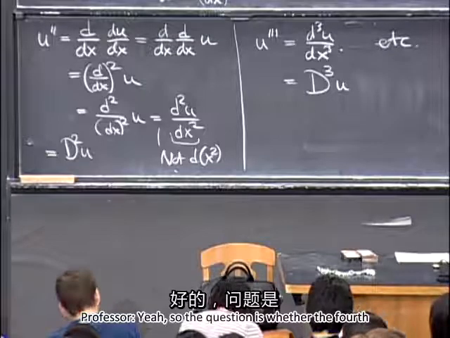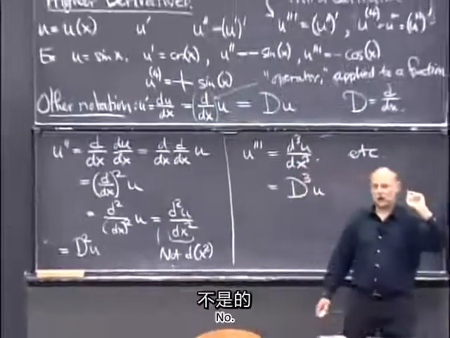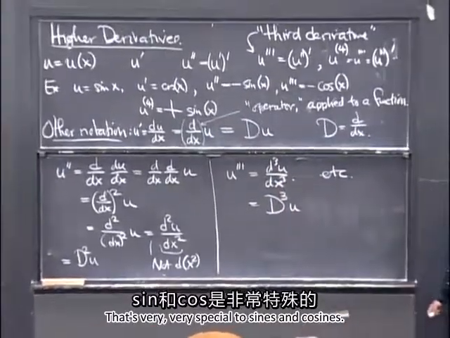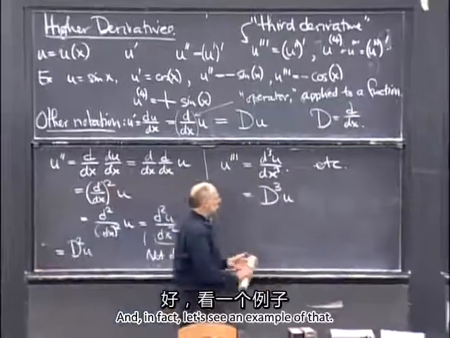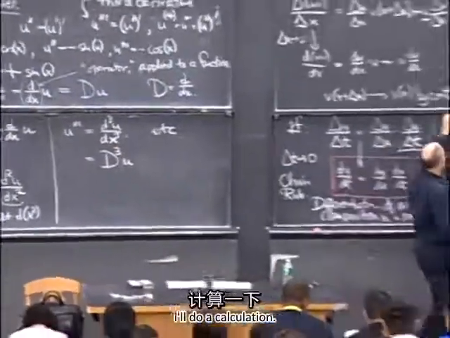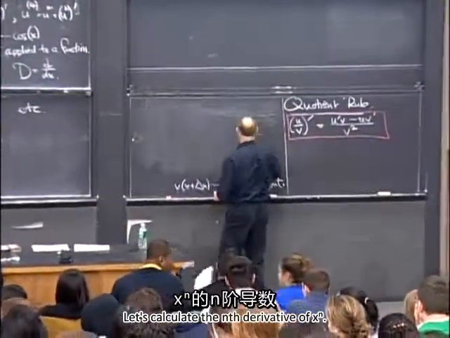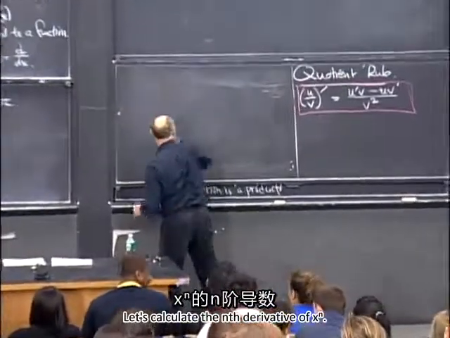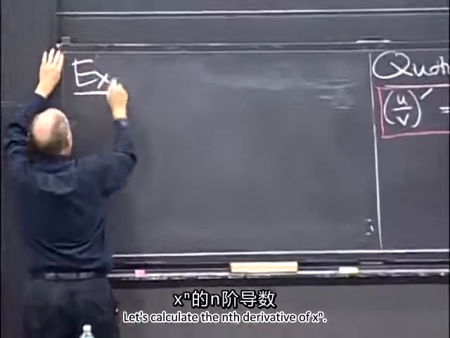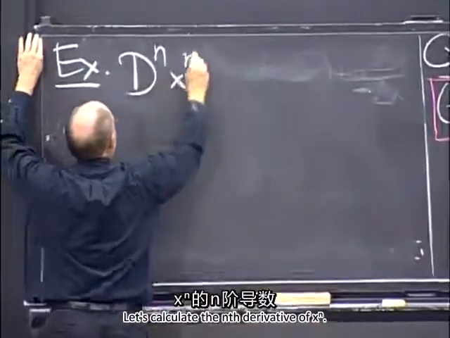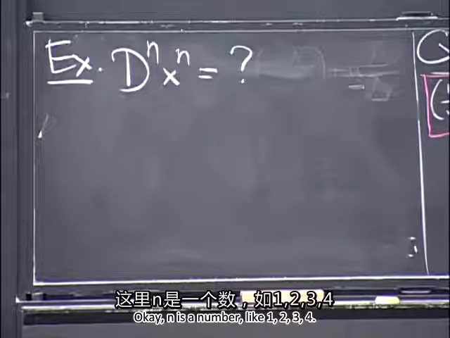So the question is whether the fourth derivative always gives you the original function back, like what happened here. No, that's very, very special to sines and cosines, right? And in fact, let's see an example of that. I'll do a calculation. Let's calculate the nth derivative of x to the n. Okay, n is a number like 1, 2, 3, 4.